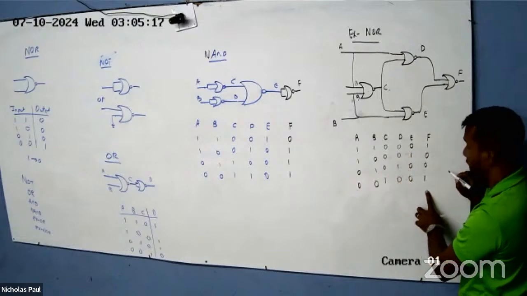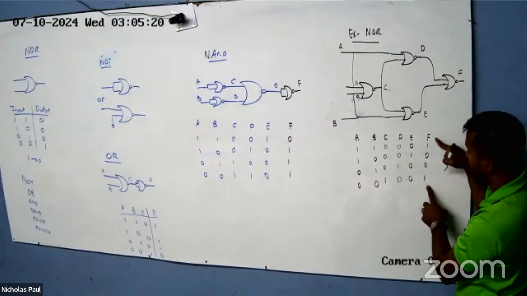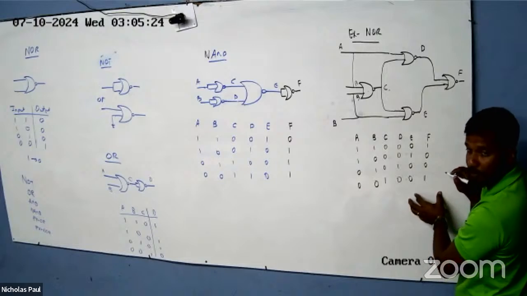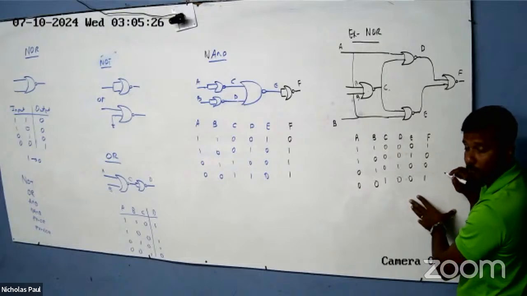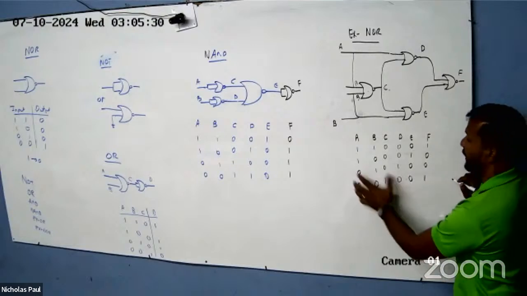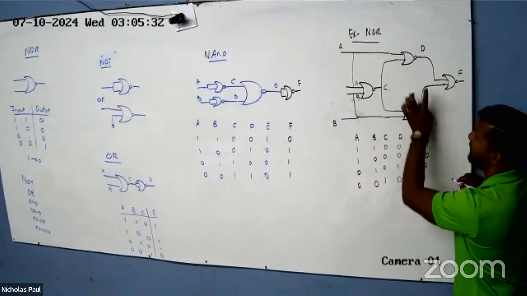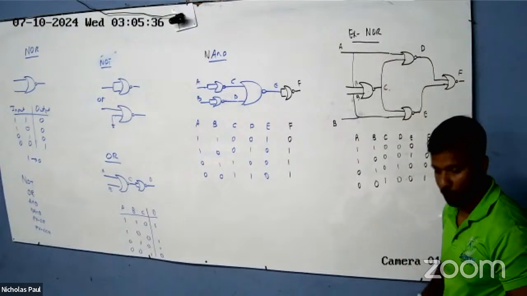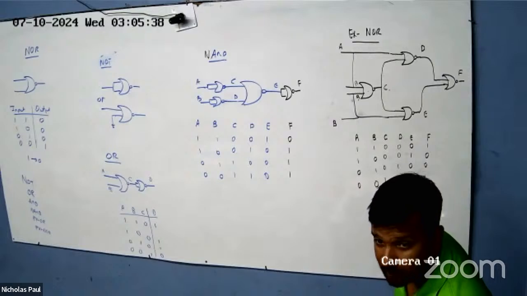Right? And there's a NOR gate. So watch. Ignore this. You're looking at A, B, and F. That's an XNOR gate. Right? So you're looking at A, B, and F, and you have an XNOR. Are you okay with that?